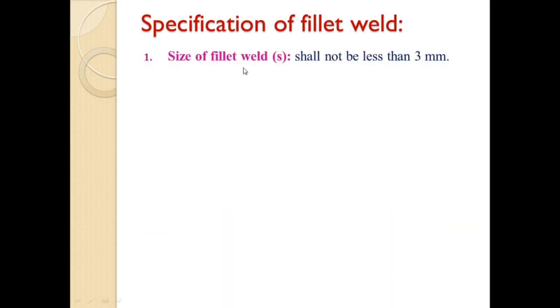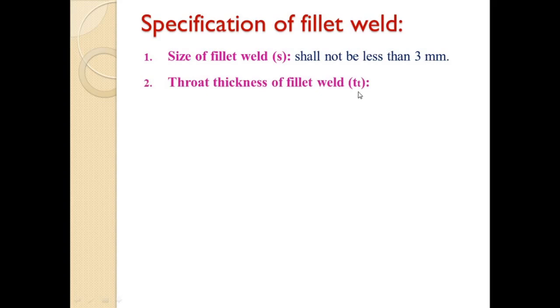First, size of fillet weld. It is represented by a letter S. The size of fillet weld should not be less than 3 mm, or we can say the size of the normal fillet weld is taken equal to its minimum leg length, and should not be less than 3 mm.